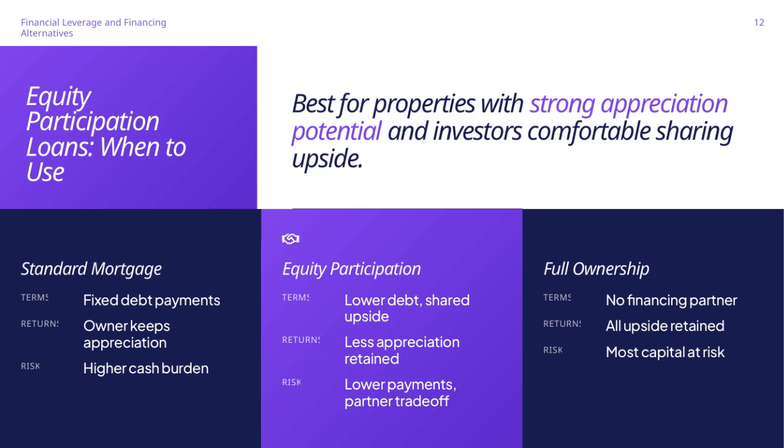Lastly, if you go with full ownership and no financing partner, you have no debt obligations, so you keep all the appreciation yourself. However, this also means putting up the most capital and taking on the highest financial risk. Understanding these differences helps you choose the right financing structure based on your appetite for risk, cash flow considerations, and expected property returns.